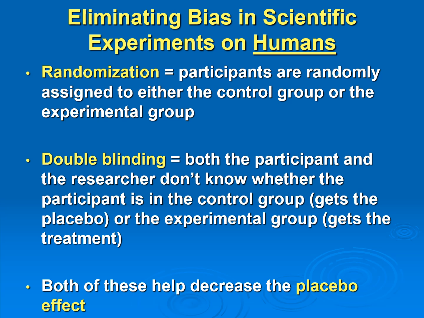Okay, so randomization is just when the participants come into the trial, they're going to be assigned randomly to either the control group or the experimental group. So it's just random which one they get assigned to. And then double blinding means that both the participant and the researcher are not going to know whether the participant is in the control group or the experimental group. So nobody knows which group the participant is in.